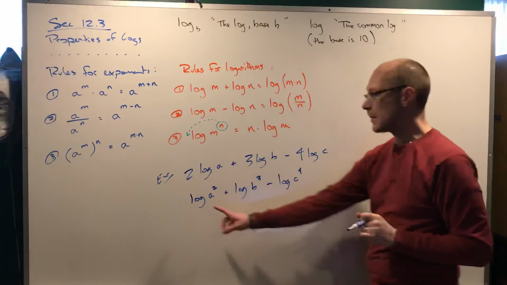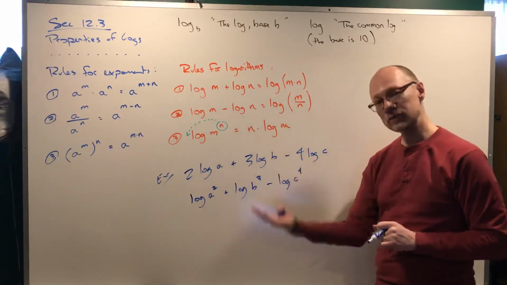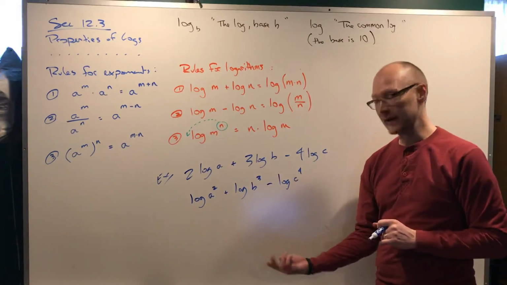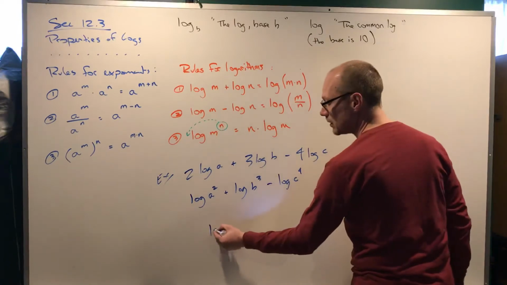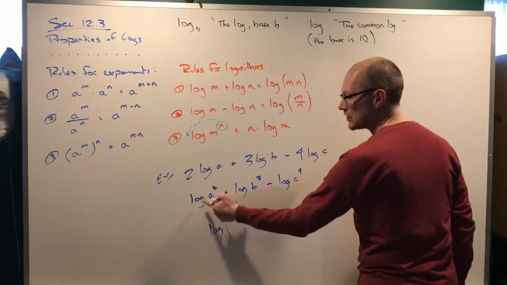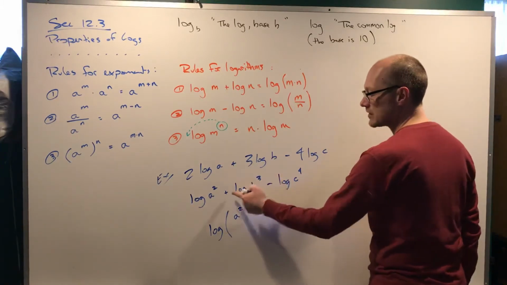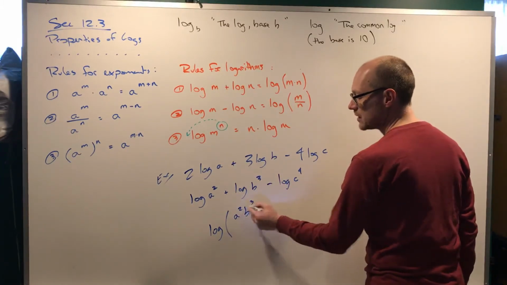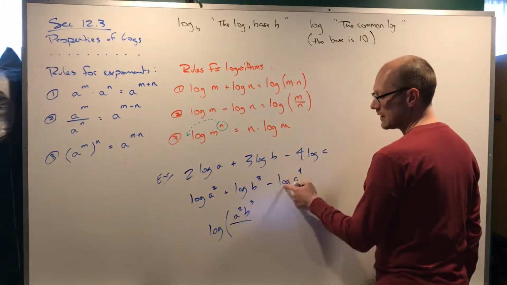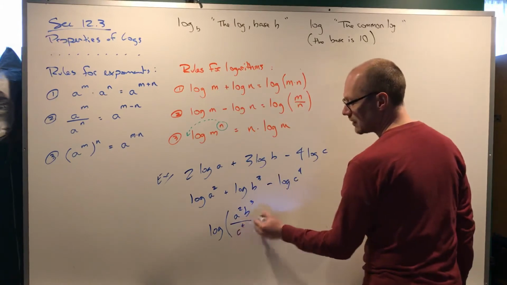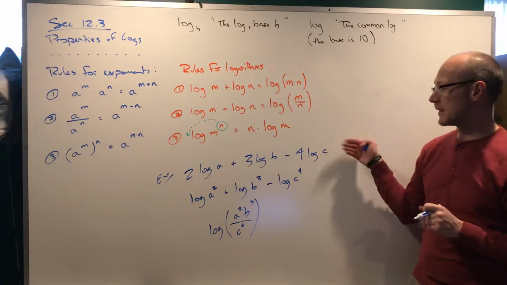Do you notice that a couple of these logs are positive and one of them is negative? The negative ones are the ones that divide, the positive ones multiply. So this becomes a single log. The a squared is a positive log, it's in a numerator. The b cubed is in a positive log, it's in the numerator as well, multiplying. And the c to the 4th is in a negative log, it's divided. And that is the single log from the combination of many.